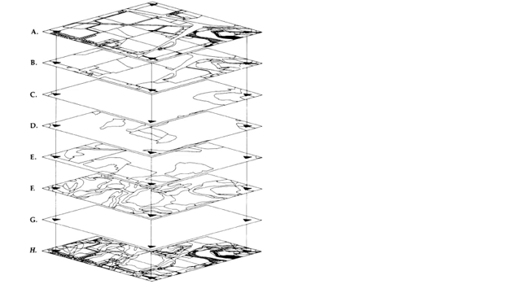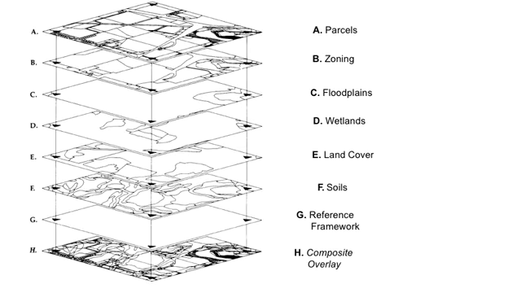This is an example where we can see parcel, zoning, floodplains, wetlands, land cover, soil, reference framework, and composite overlay. These could be the components or the data of LIS. If we can provide such information, then it will be useful in an effective, efficient, and economic way.